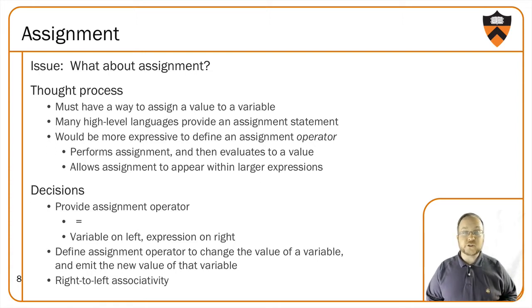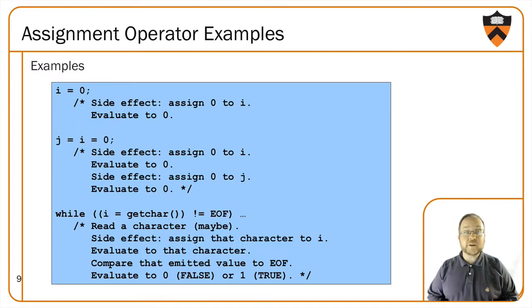But yes, C chose to do it the more conventional way: the variable is on the left, and the value that's being assigned into that variable is on the right. And then finally, C chose to make assignment an operator, emitting the new value of the variable, not the old one. So here are 3 examples.